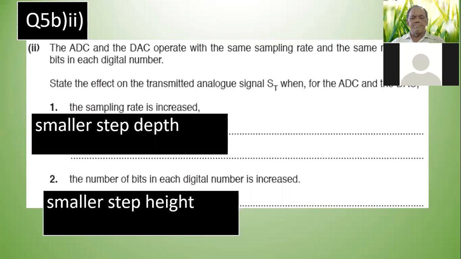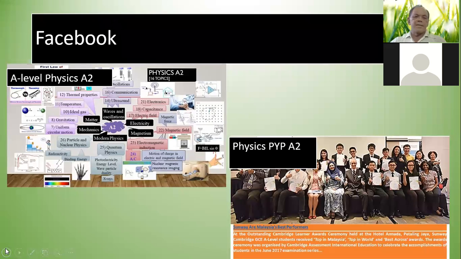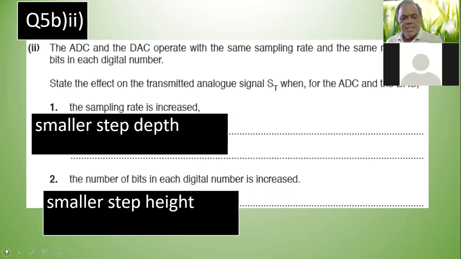Smaller step depth. Oh, sorry. The number of bits in each digital number is increased. Smaller step height. So you can see most of the questions they ask are quite similar. This part, you can see they repeat.